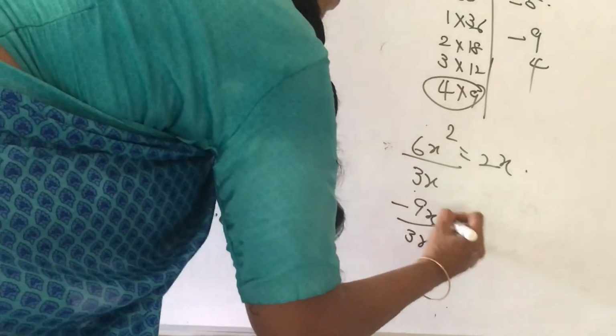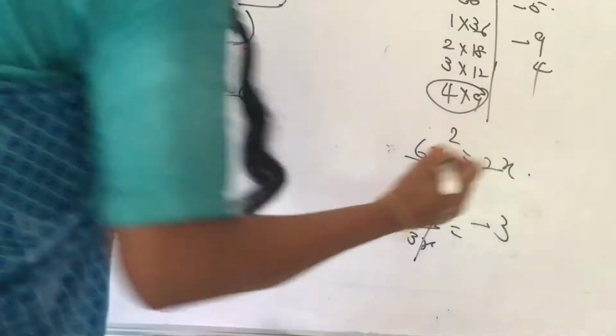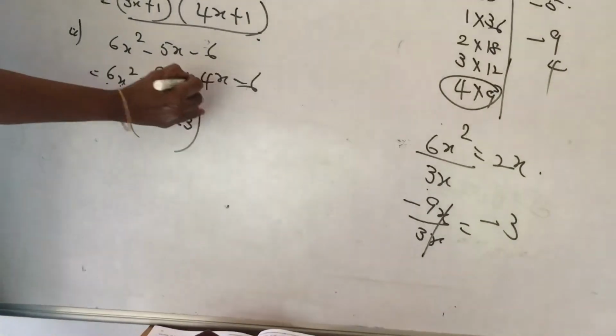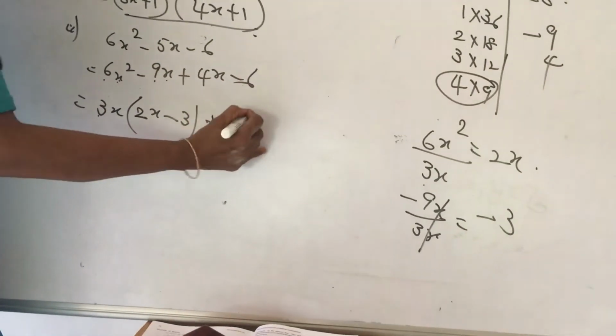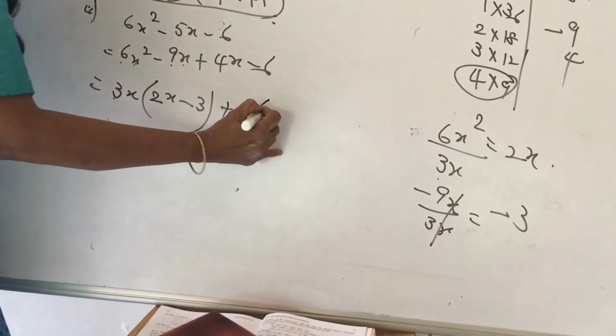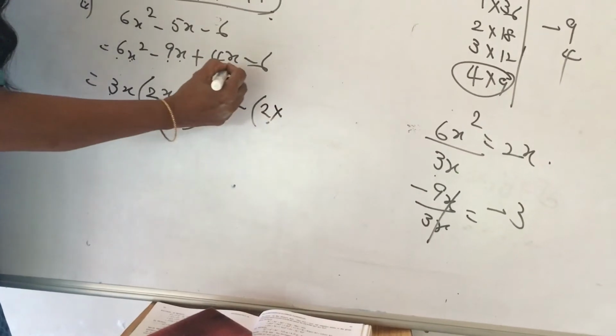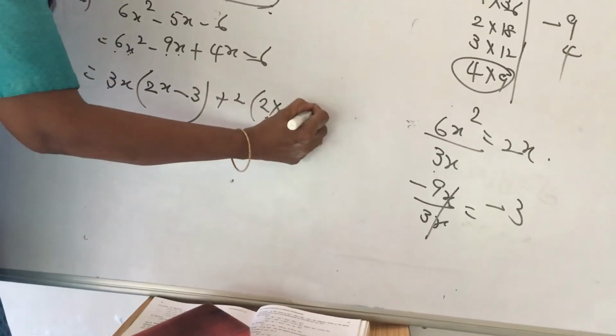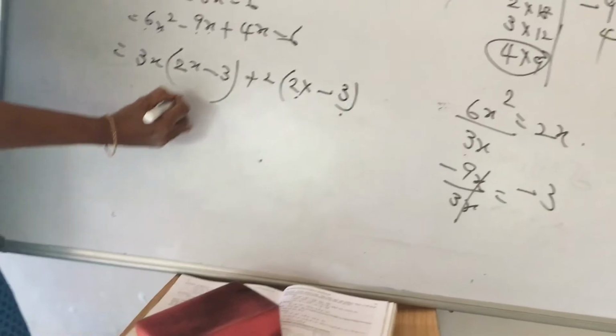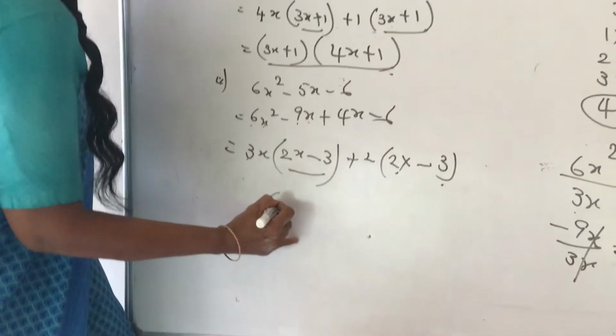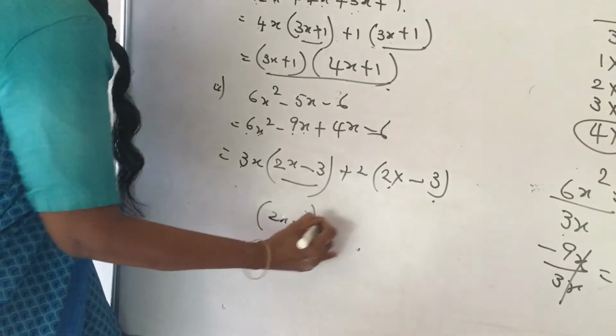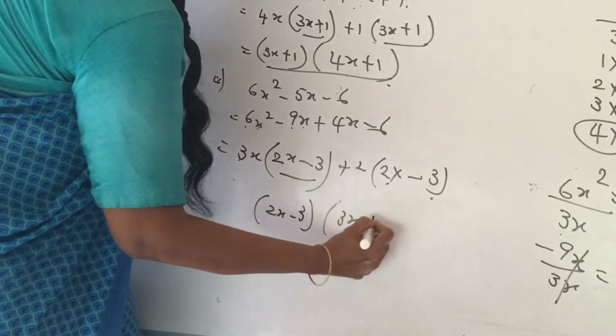3 divides 9 3 times. 4 and 6 common, children, 2. 2 divides 4 2 times. 2 divides 6, how many times? 3 times. Your common factor is 2x minus 3 into 3x plus 2.